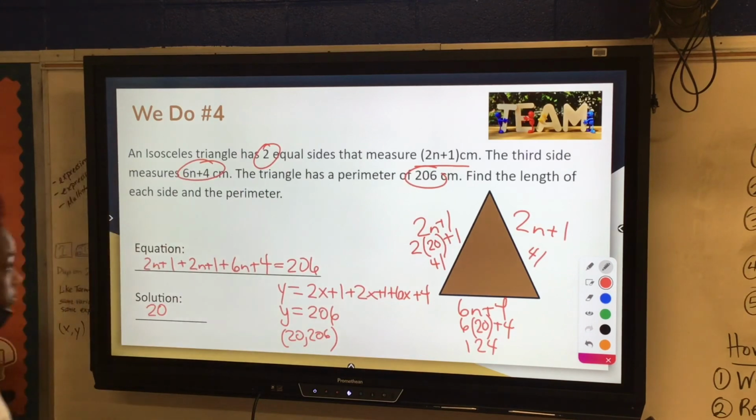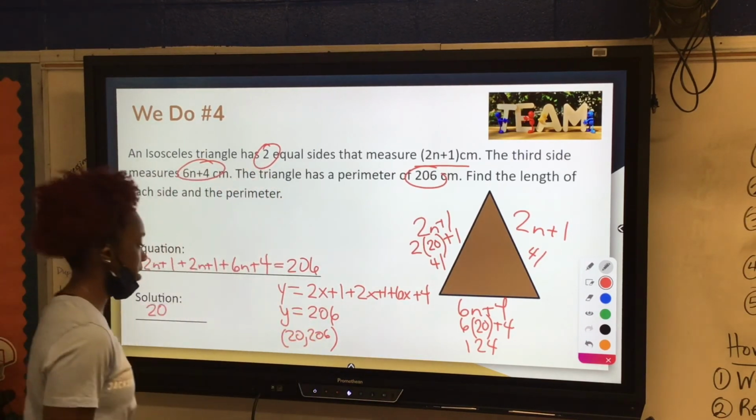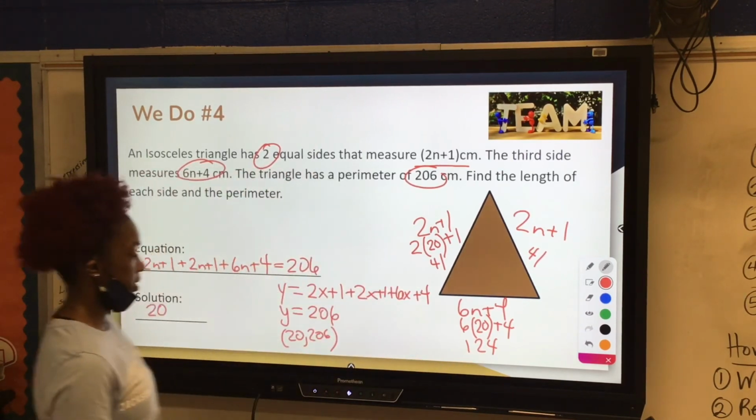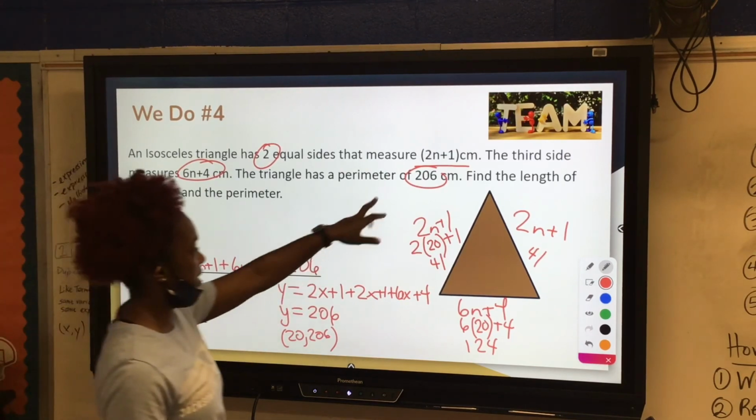Okay? 41 plus 41 is 82. Okay, so does it make sense? All you have to do is add. You have 124 plus 41. Then add 41 to that, and then you will get 206. Okay?